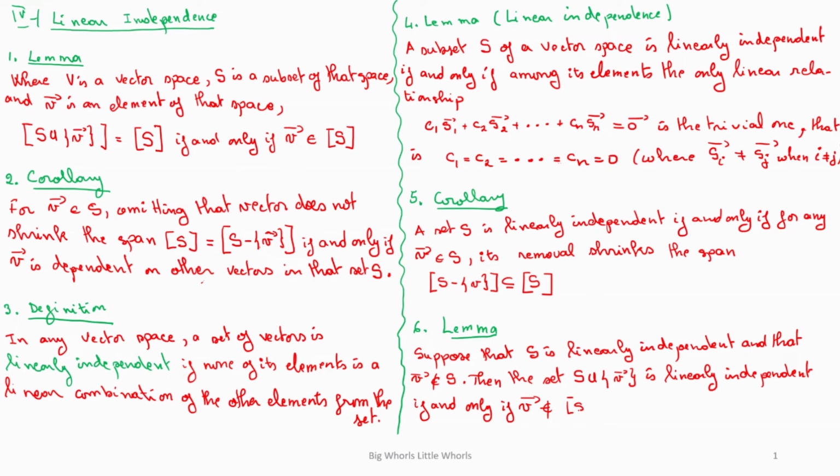of S. So let's say, suppose you have a set S which is linearly independent, and v is not an element of S. Then the set S union v is linearly independent if v is not already in the span of S. I'm sure that makes sense. Okay, let's continue.